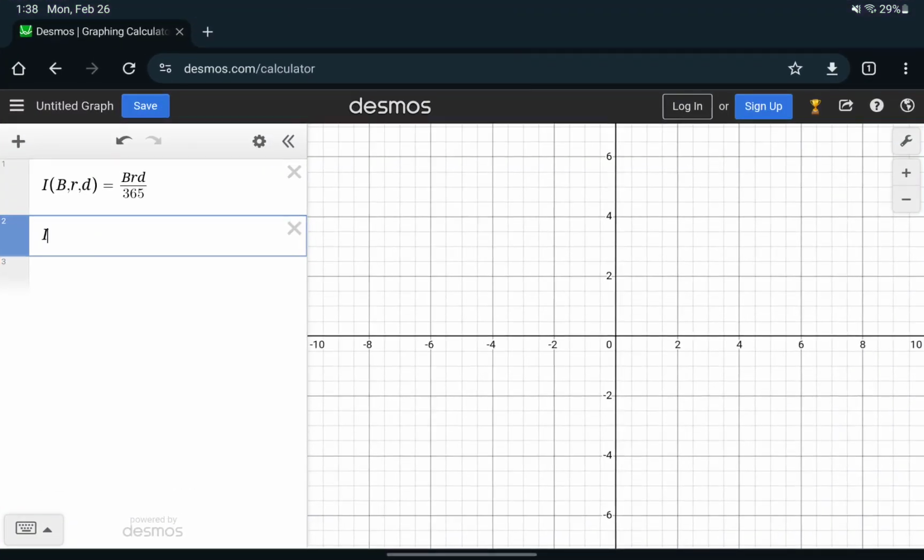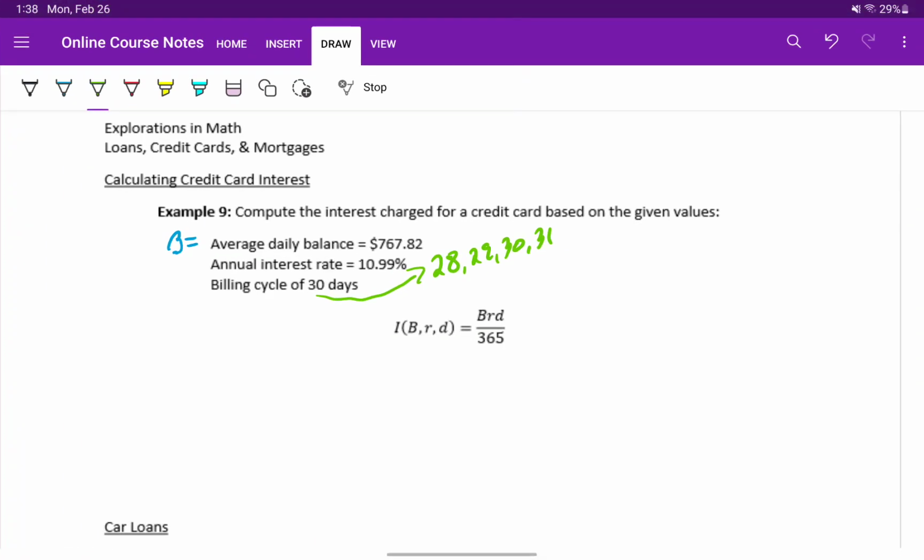So using the information given in this problem, we can calculate the interest accrued in a particular month. If our average daily balance was $767.82, if we have an interest rate of 0.1099 and a 30-day billing cycle. Since this is interest owed, we always want to round up, even though we would naturally in this case, to find that our interest would be $6.94.